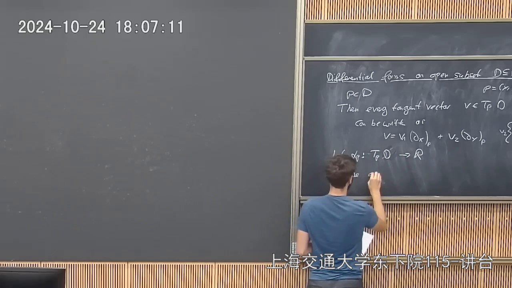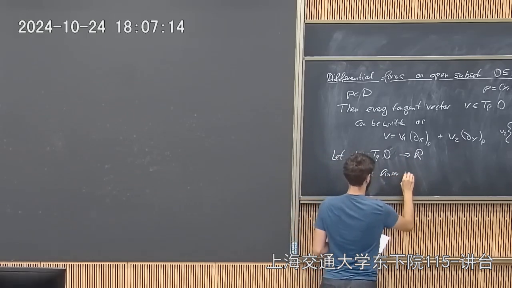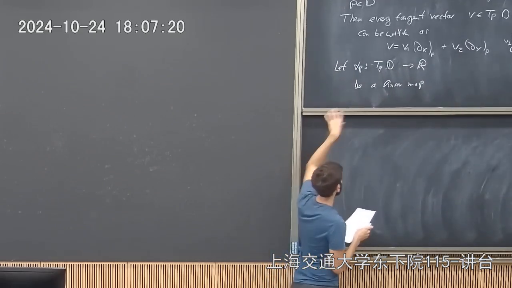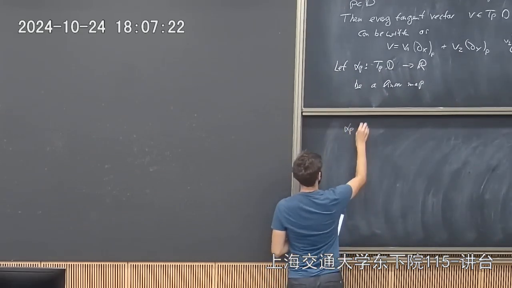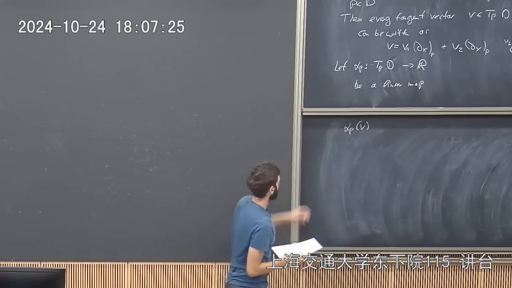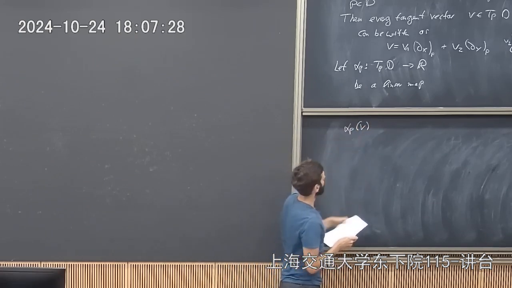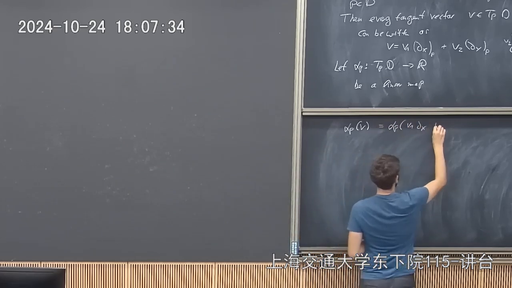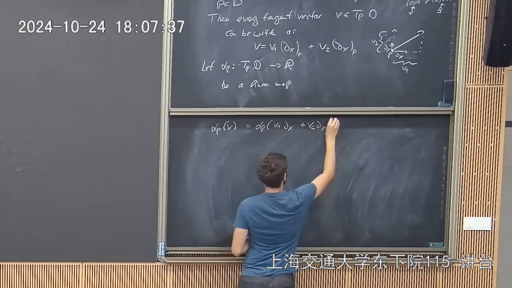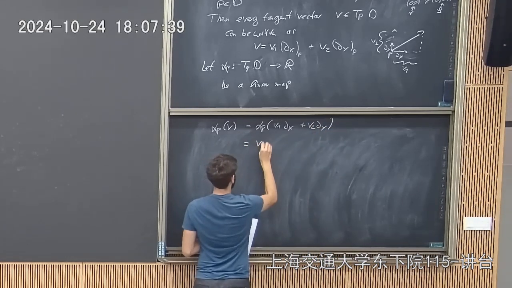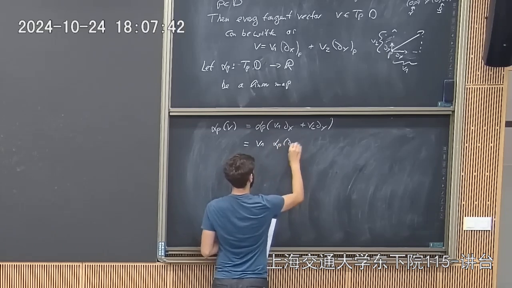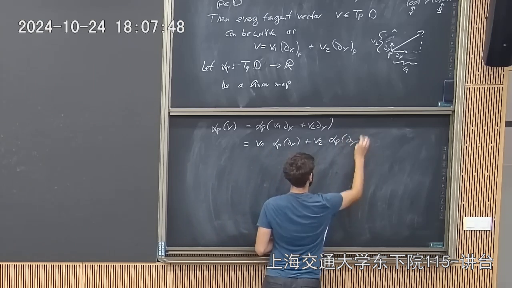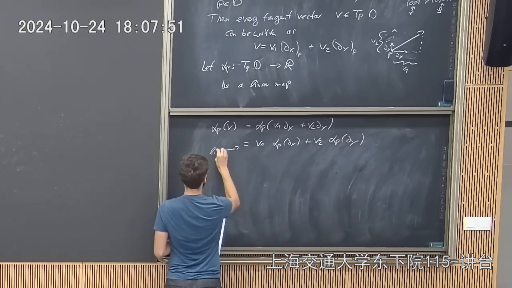Be a linear map. Because it's linear, we want to calculate alpha p evaluated on V. Since alpha p is a linear map, we can just pull out these numbers. So that's just using linearity.